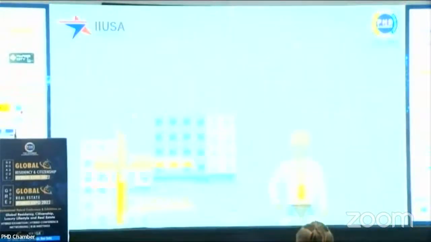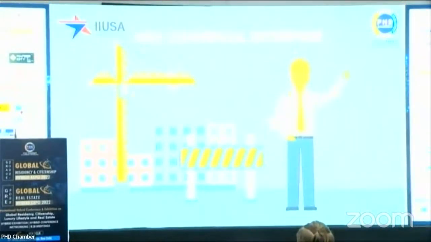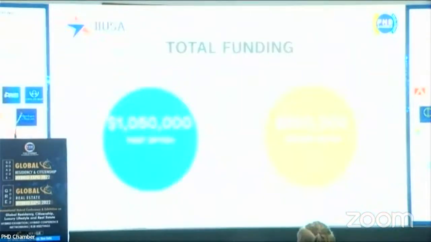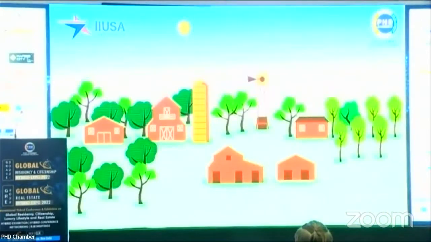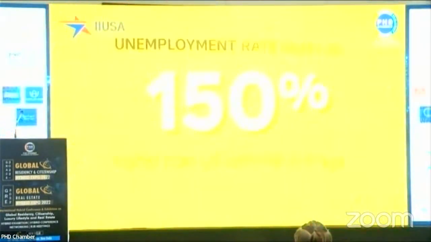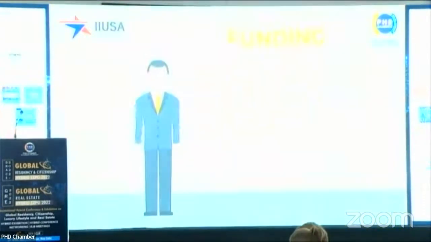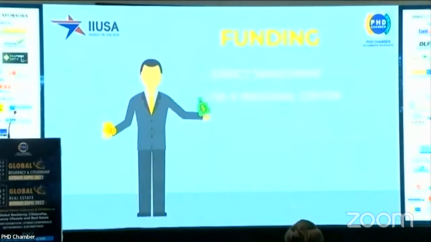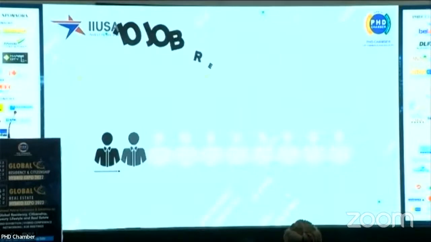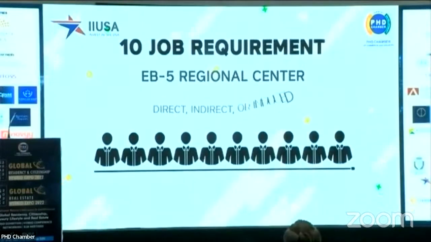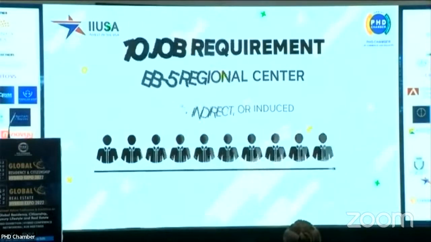The investments must be made into a new commercial enterprise and be at risk by law. The total funding is at least $1,050,000 or $800,000 if the investment is in a targeted employment area, or TEA for short. TEAs are either rural or suffer from high unemployment and are in special need of economic assistance. Funding a project can be made in 2 ways: direct investment or through an EB5 regional center. The latter is usually more attractive because the 10-job requirement can be fulfilled through direct, indirect, or induced jobs, or a combination of the 3.